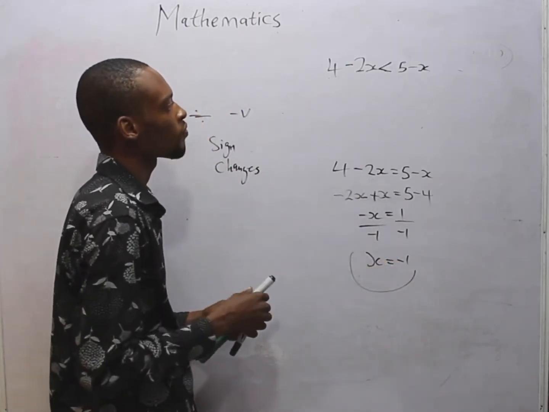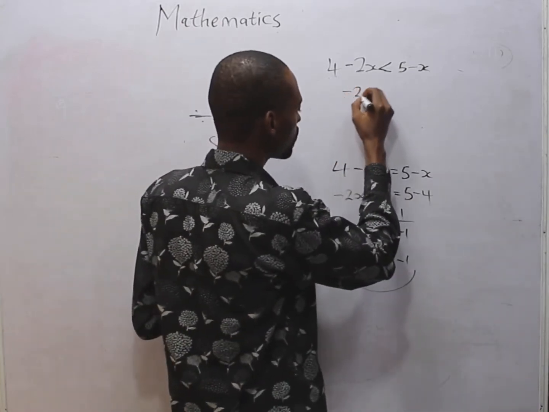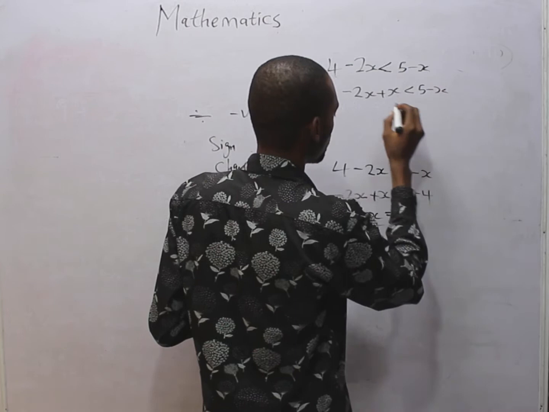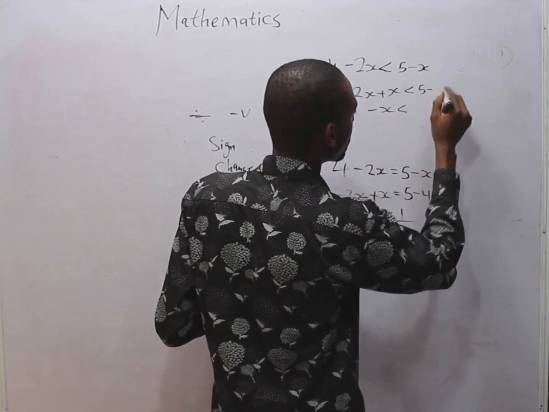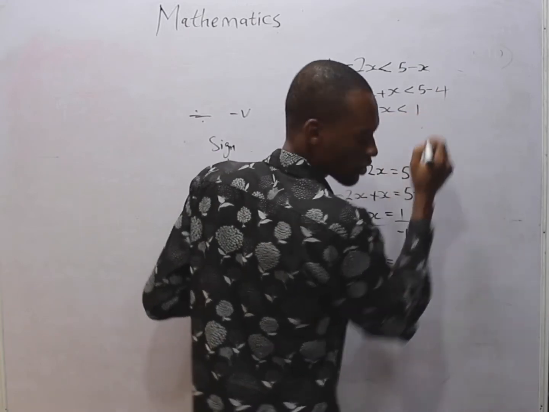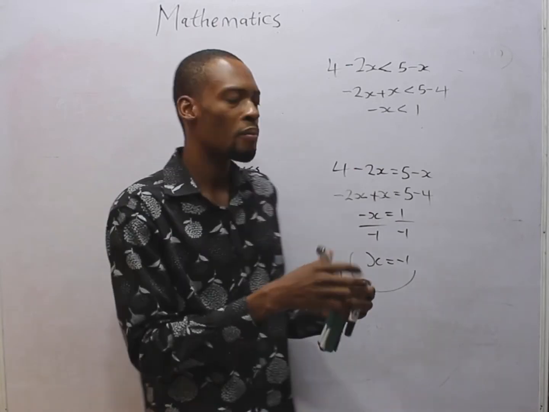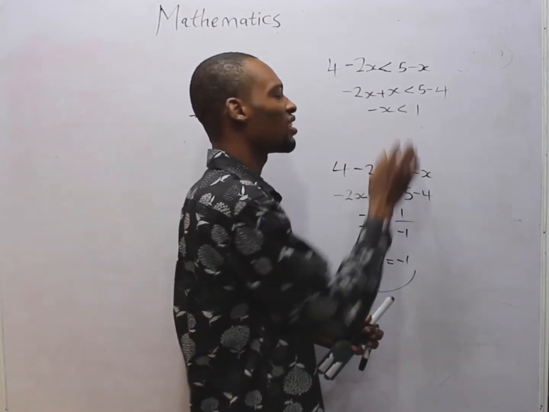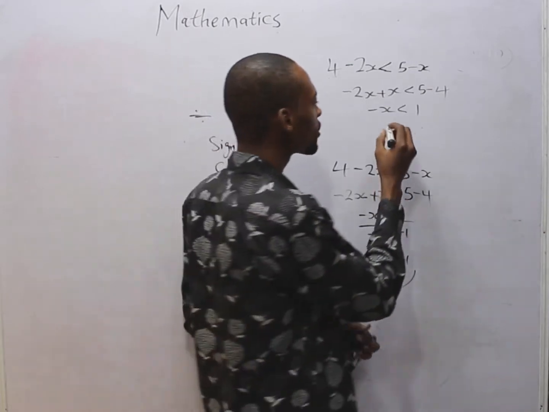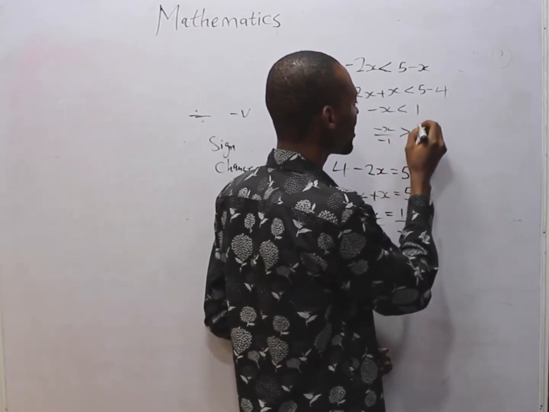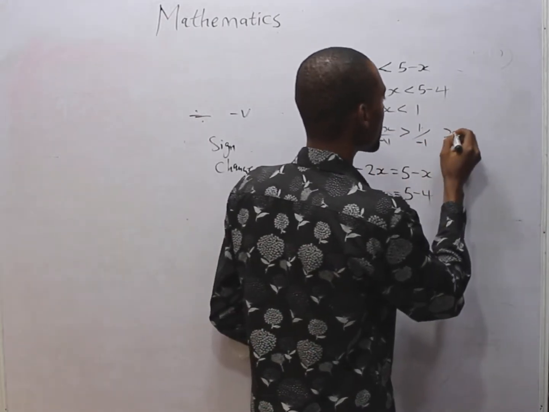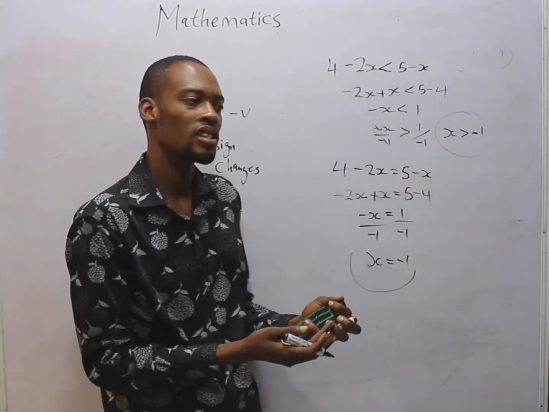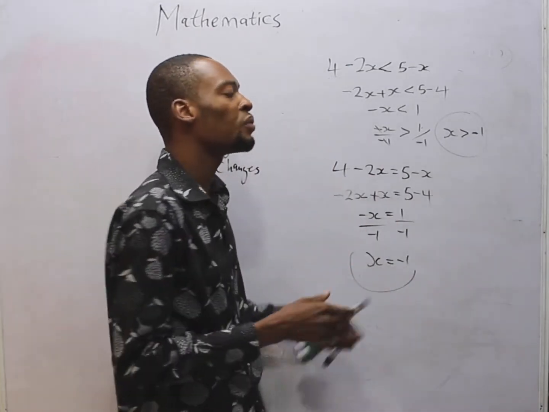Now look at the inequality. Similarly, collecting like terms, you have minus 2s plus s is lesser than 5 minus 4. Minus s is lesser than 1. To get s, we divide both sides by minus 1. But in this case, since you are dividing both sides by minus 1, which is a negative number, it will no longer be lesser than. It will now be greater than. The sign changes. So this becomes minus s over minus 1 is greater than 1 over minus 1. So s becomes greater than minus 1. You see, dividing both sides by a negative, the sign changes. If you are multiplying both sides by a negative number, the sign will also change.